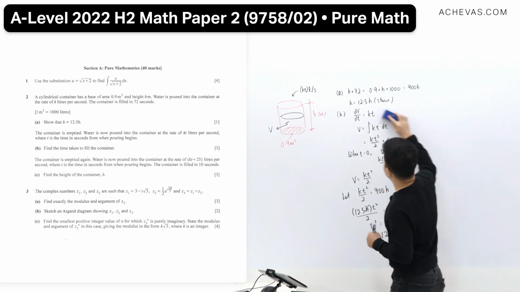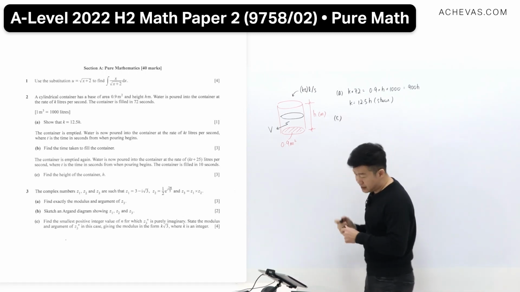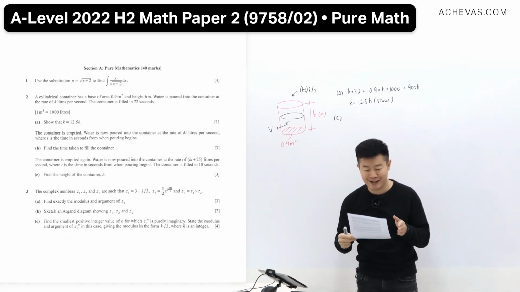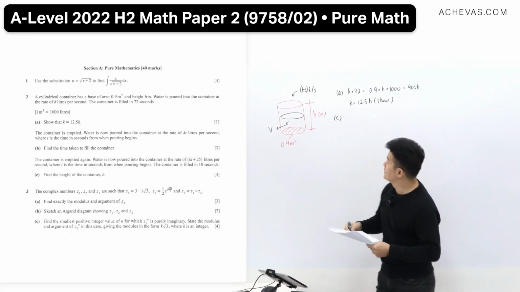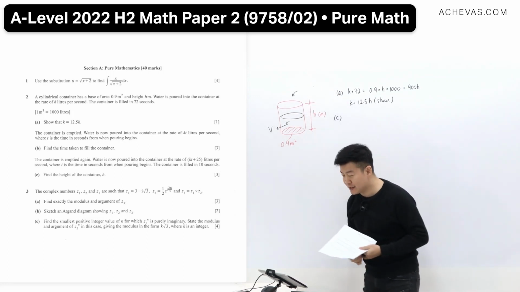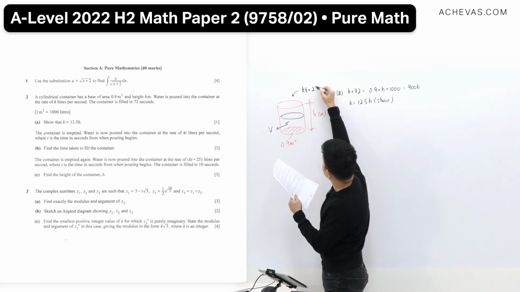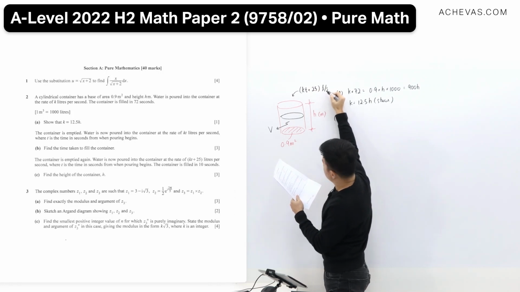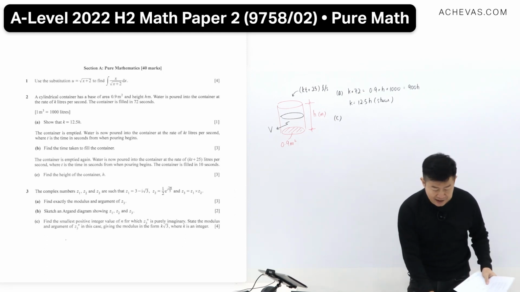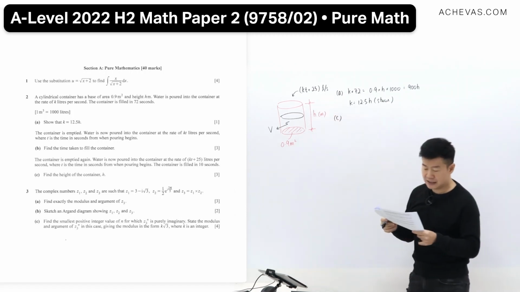Let's take a look at the next part. The next part is such that we are going to have yet another way of water filling the container. The container is emptied again, and water is going to be poured in again. So the rate is going to change. The rate is going to be changed to kT plus 25 liters per second, and the container this time is going to be filled in 10 seconds. We are supposed to find the height of the container, H.